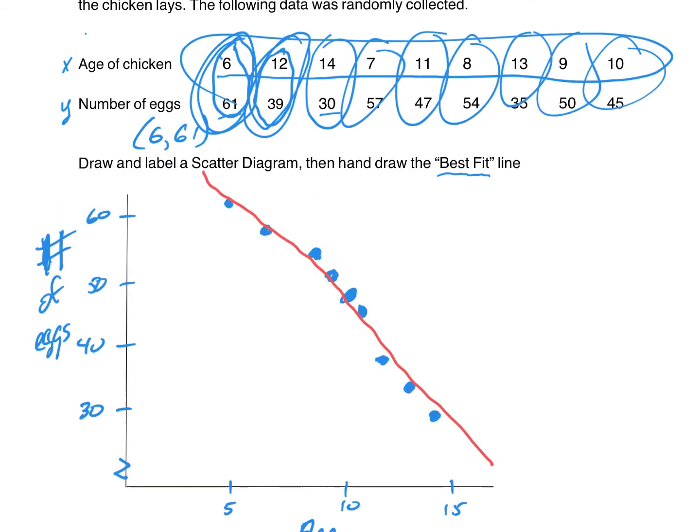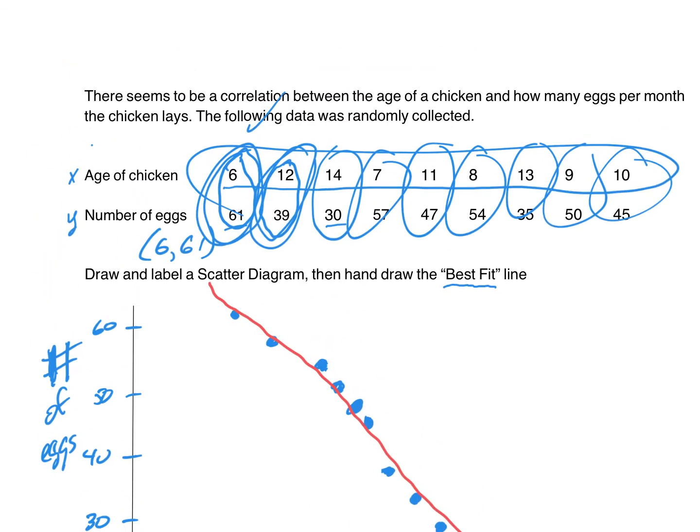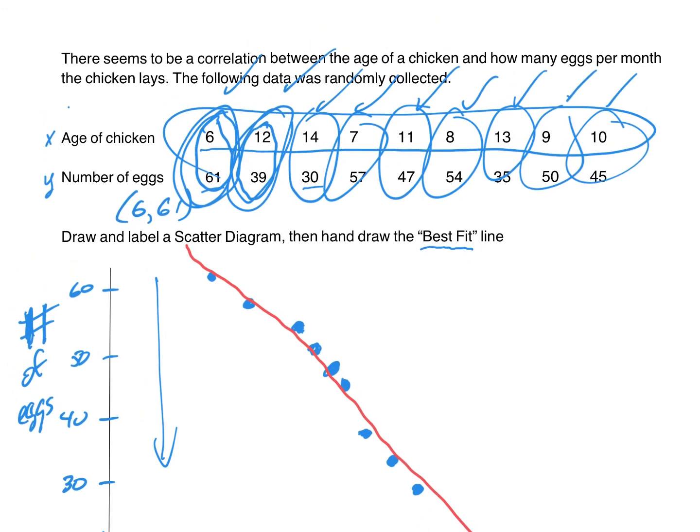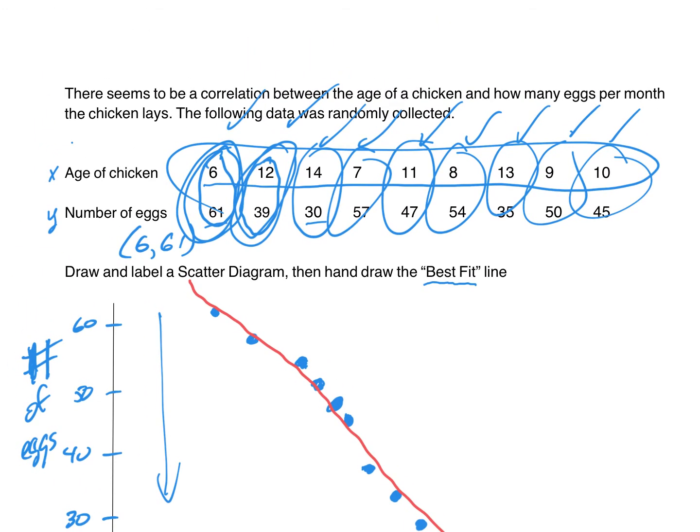N, everybody, is the number of data pieces. 1, 2, 3, 4, 5, 6, 7, 8, 9. It's not 18. There's 9 pairs of data pieces. Yep. Look at your scatter. That proves it. Look, as the age gets older, the number of eggs get fewer. Okay? So this, ladies and gentlemen, is a review for the chapter 4.1 quiz that you're taking tomorrow.